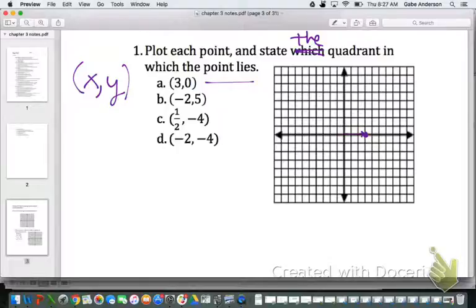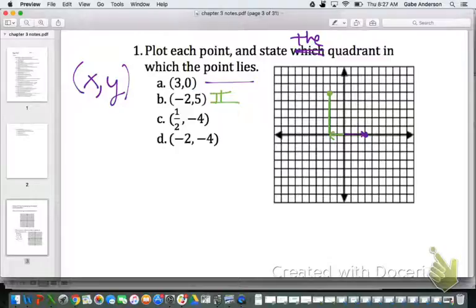The point (-2, 5). Remember, x is the first number, y is the second number. And remember, we always start at the origin. So if I was going to graph this, I would go left 2. -2 means go left 2. And then up 5. So up 1, 2, 3, 4, 5. So that point up there would be (-2, 5). Now, which quadrant is that one in? Quadrant 2, so Roman numeral 2 for that one.